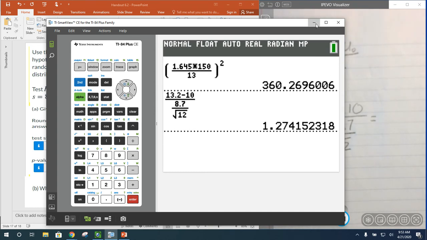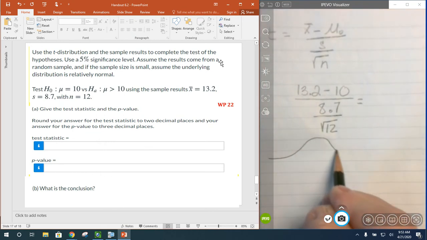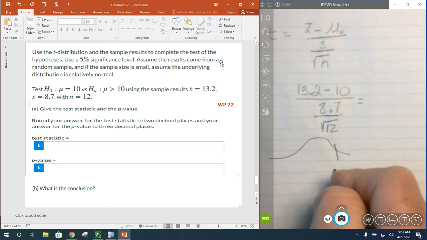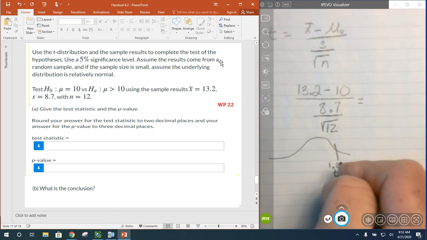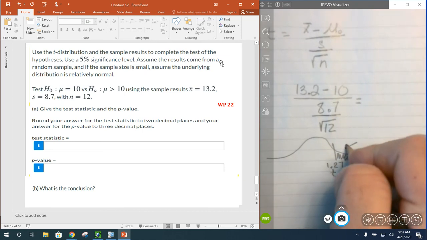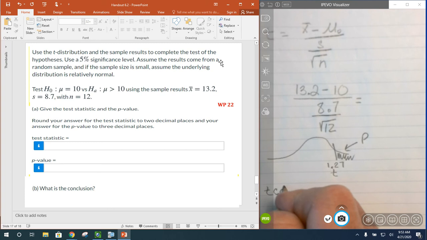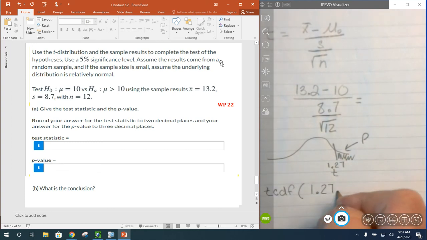So let's go back to where we are. So let's know what we have right now. Right now we have a curve, and we know that the t number is 1.27. Remember, the area beyond that, the p-value represents that. So we have to go calculate a TCDF. We're going to find the area with a minimal number of 1.27 going to 1E99 with 11 degrees of freedom.